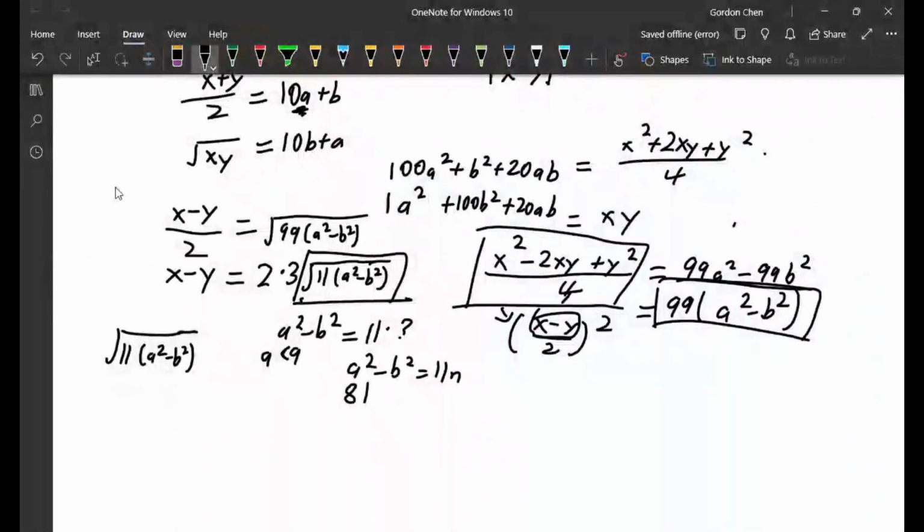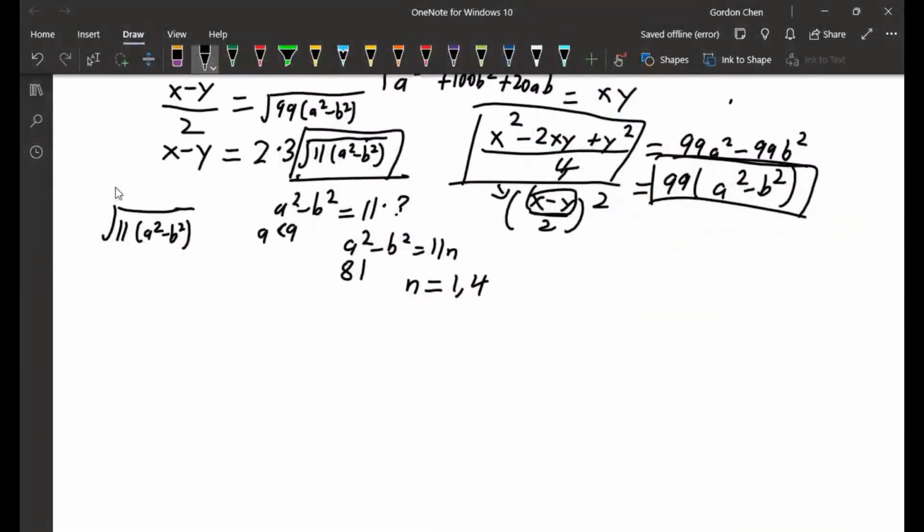If you run through a list of squares for b, then n would have to be 1 or 4. So we'll go through both cases. If n equals 1, then x minus y equals 66. And if n equals 4, that would be 132. That's clearly impossible because it needs to be a two-digit integer for the sum, so the difference can't be a three-digit integer. Therefore the answer would be 66.